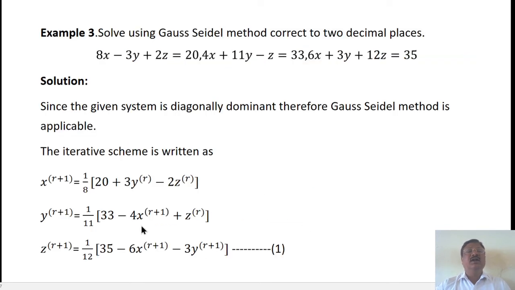So now the third example: x minus 3y plus 2z is equal to 20, 4x plus 11y minus z is equal to 33, and 2x plus 3y plus 12z is equal to 35. Here also, if you observe, 8, 11 and 12 are all greater than the sum of the other two coefficients. Therefore, the system is diagonally dominant and the Gauss-Seidel method is applicable.